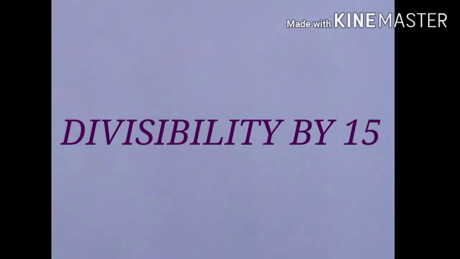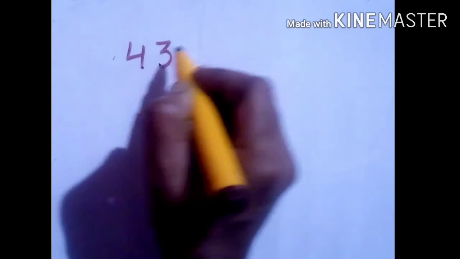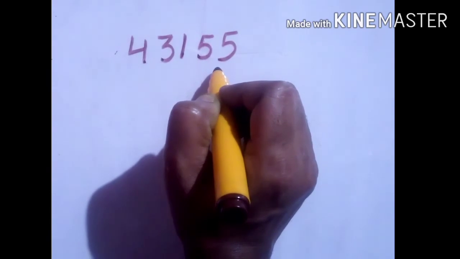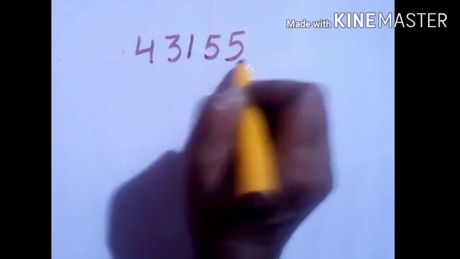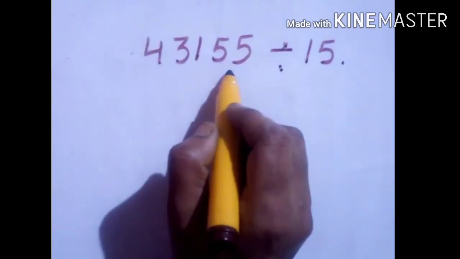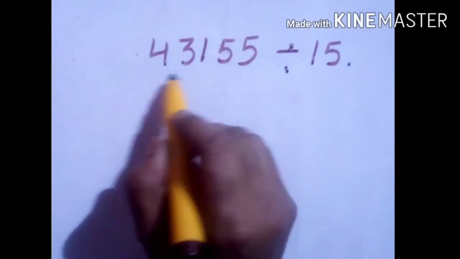A number is divisible by 15 if the number is divisible by both 3 and 5, because 3 and 5 are the factors of 15. So we have to first check whether the number is divisible by 3 and 5. Let us take one example. The example is 43,155. We have to check whether this number is divisible by 15 or not. For that, first we check divisibility by 3 and then by 5.